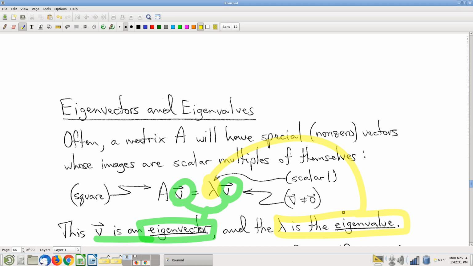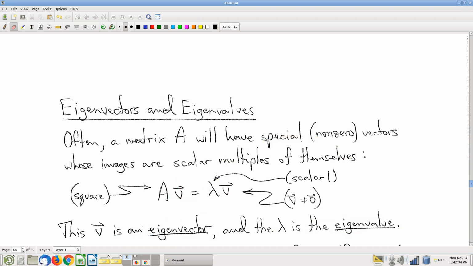Now, a couple of observations I'll make. First, notice that the input vector and the output, after you multiply by the matrix, is a scalar multiple of it, and of course, a scalar multiple of a vector has the same number of coordinates as that vector, right? So this matrix multiplies a vector of one dimension, you might say, and gives a vector of the same dimension, and therefore this matrix is square. So we can only talk about eigenvectors and eigenvalues of square matrices. So going forward for the rest of this chapter, every matrix is square.